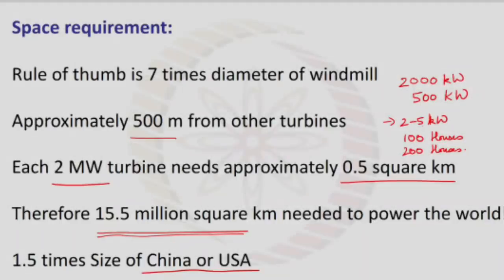Now the space requirement: the rule of thumb is 7 times the rotor diameter, approximately 500 meters from other turbines. Each 2 megawatt turbine needs approximately 0.5 square kilometers. Therefore 15.5 million square kilometers are needed to power the world. This you have to remember, and it is 1.5 times the size of China or USA. So the area required is very large.